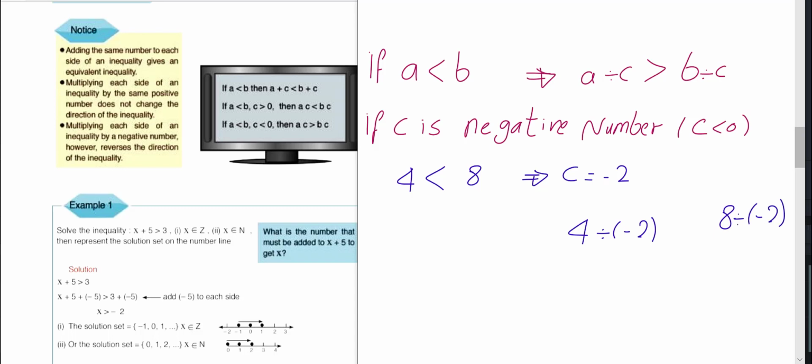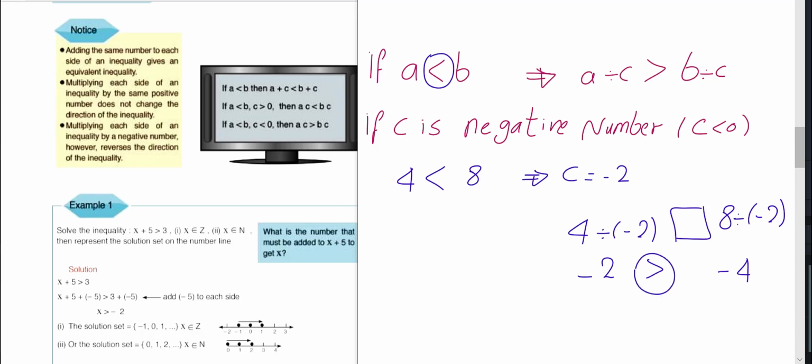Let's get the result. 4 divided by negative 2: positive divided by negative is equal to negative. 4 divided by 2 is equal to 2. Here on the other side, 8 divided by negative 2: positive divided by negative is negative, and 8 divided by 2 is equal to 4. Is negative 2 more than or less than negative 4? More than. Notice that here less than becomes more than.